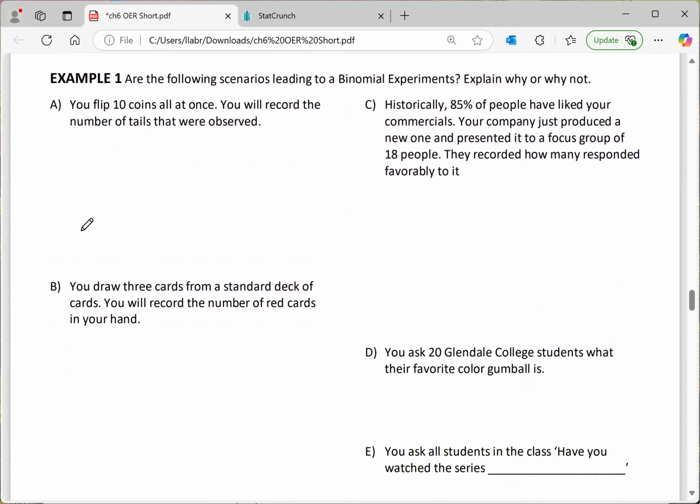So you're going to flip 10 coins all at once, and you're going to record the number of tails that were observed. So let's note here that your random variable of interest is x, which is the number of tails observed. So you want to observe tails whenever you flip a coin. So is this binomial or not? So let's see. Condition number one, do you have a fixed number of times that you're going to do this? And the answer is yes. I'm flipping 10 coins. So fixed trials.